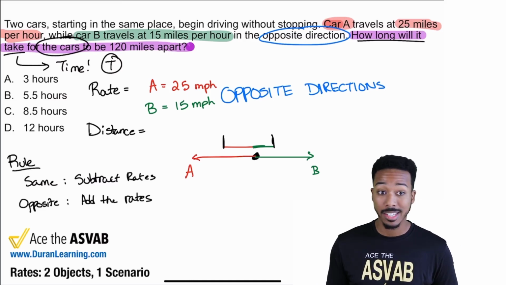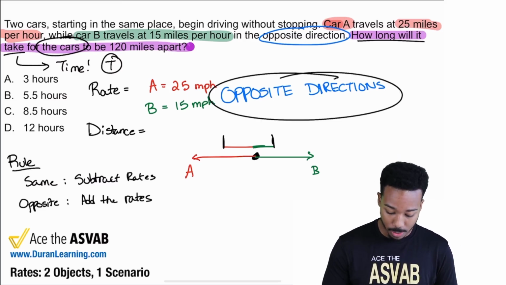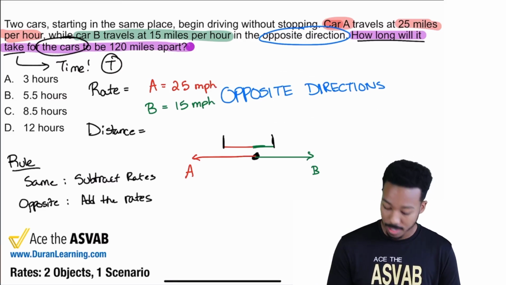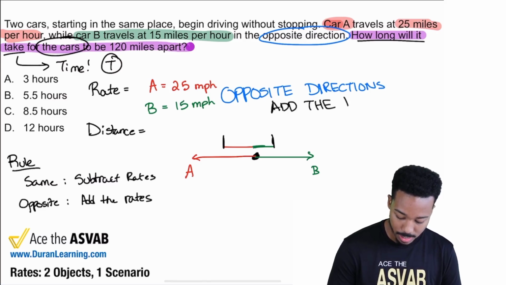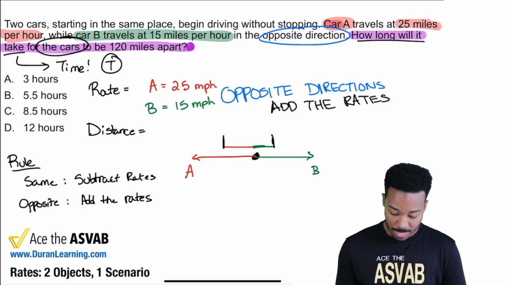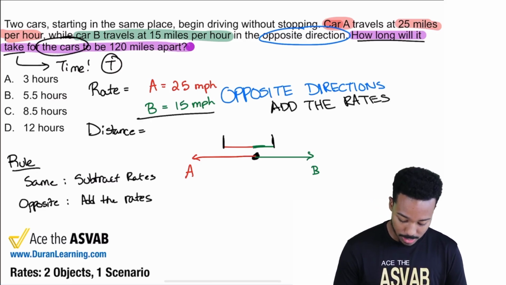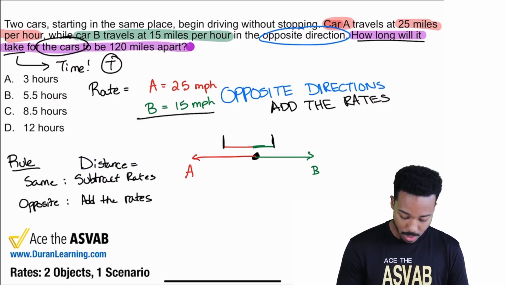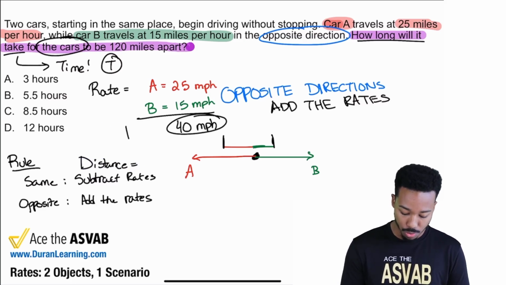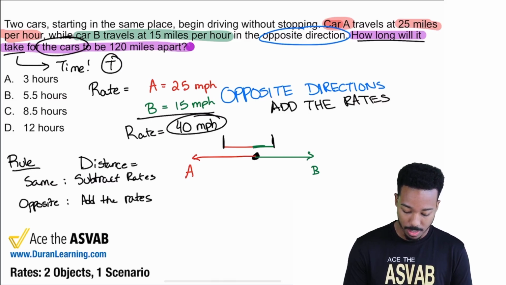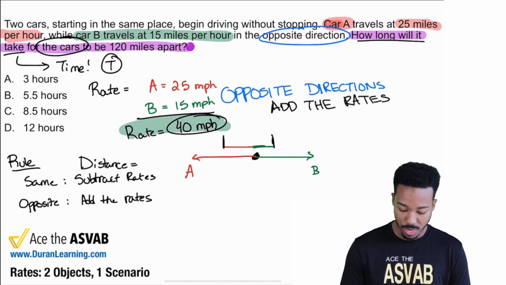And so in this scenario, because we're going in opposite directions, we will do what again? Add the rates. So with that, we'll add these rates. The true rate will be 25 plus 15, which is 40 miles per hour. That is the true rate that we're dealing with.